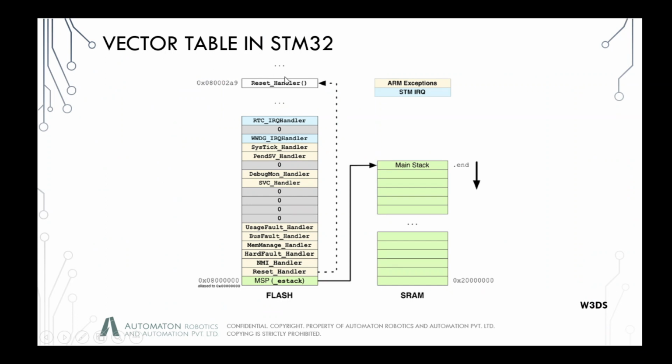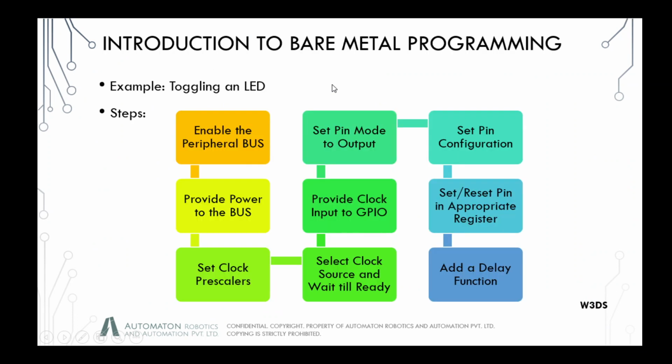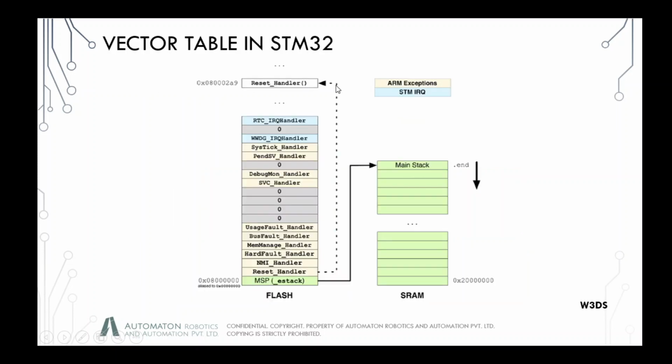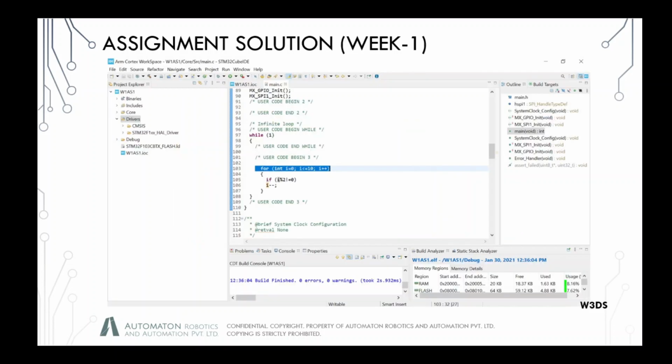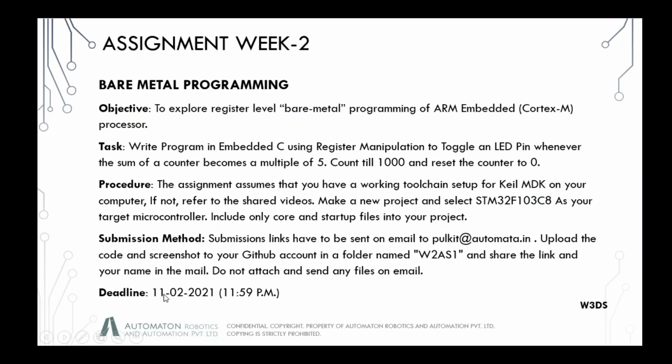All right, so we see in the vector table inside this. Next, this is for your assignment basically. Till here we were all just talking about the previous week. This is for your assignment. Now this assignment is for week 2, but you have to submit it by the deadline, which is 11/2/2021, and the objective I'll be telling you in a bit.